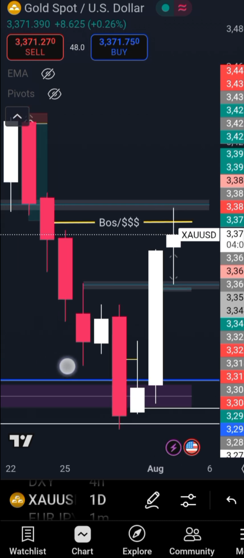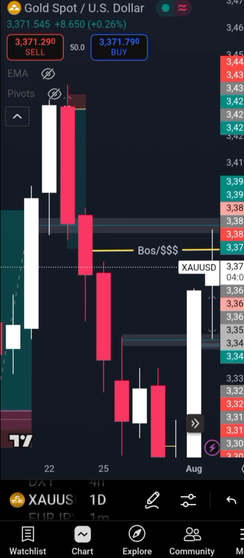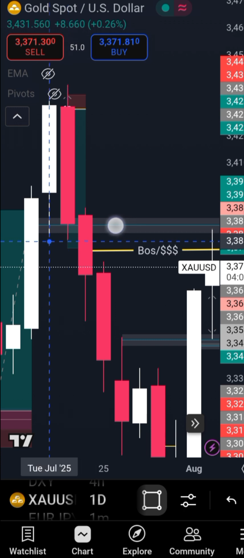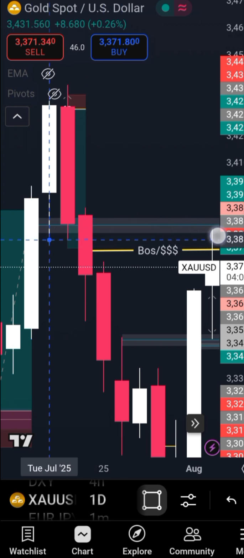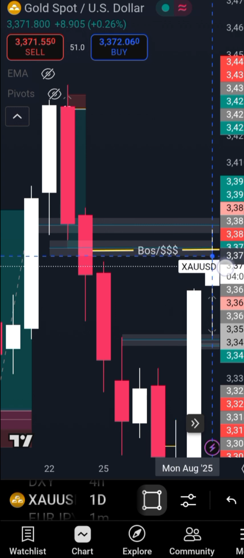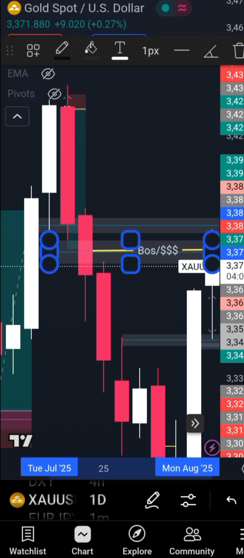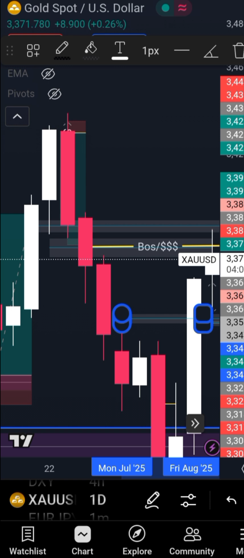So another thing that I saw was that there was a fair value gap right here. You need to have an eye for all of these things if you want to be a very, very profitable forex trader. You need to have eyes for all of these things. You have to see what the market is saying. So there is a fair value gap here in the daily time frame. And if you're a good forex trader, you know that the higher the time frame, the stronger the confluence is.